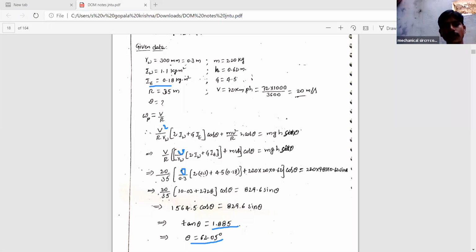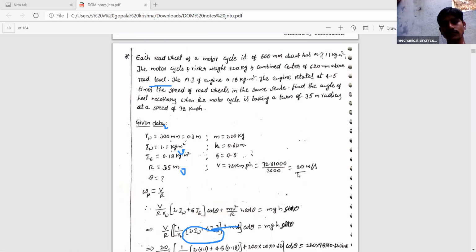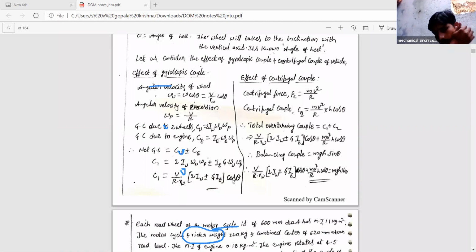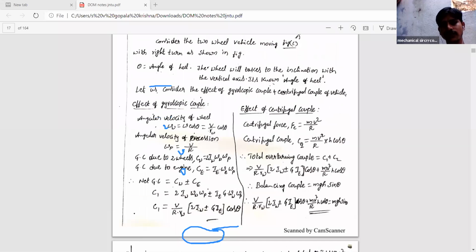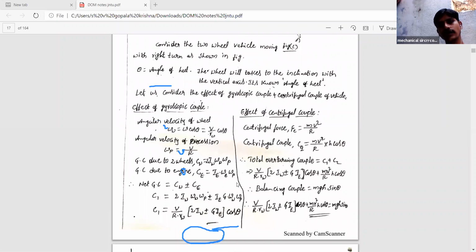The answer may vary, you will calculate the value. Why? Because when I made the particular problem, I missed the particular term, that is V by R, capital R into small r suffix W, but actually the formula is V square by. V square terms were missing when we made the problem at that time.